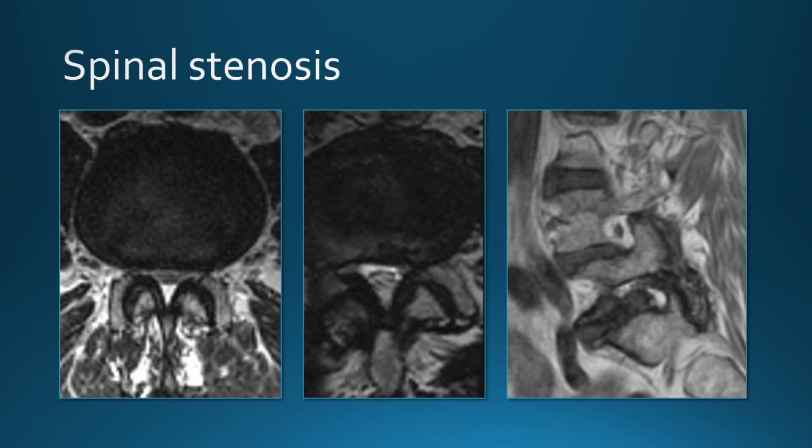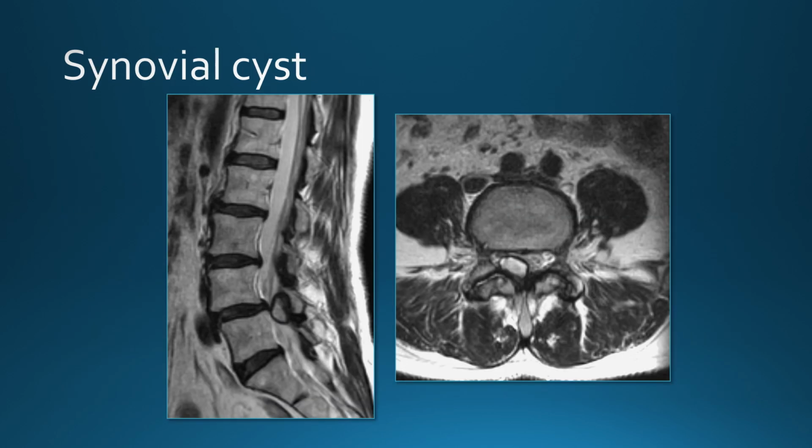Spinal stenosis, we can divide into central canal stenosis, lateral recess stenosis, and foraminal stenosis. And remember, lateral recess stenosis only is a feature of the lumbar spine. Central canal stenosis and foraminal stenosis we can see in both cervical and thoracic. Synovial cysts associated with facet osteoarthritis often contribute to spinal stenosis.